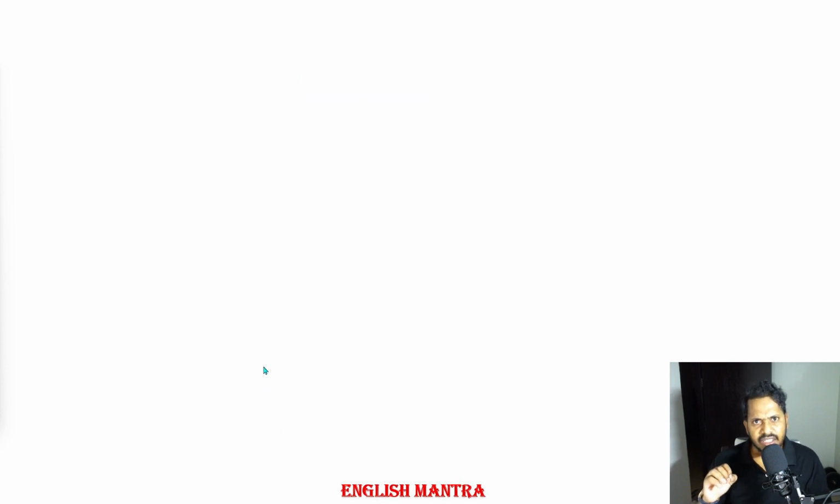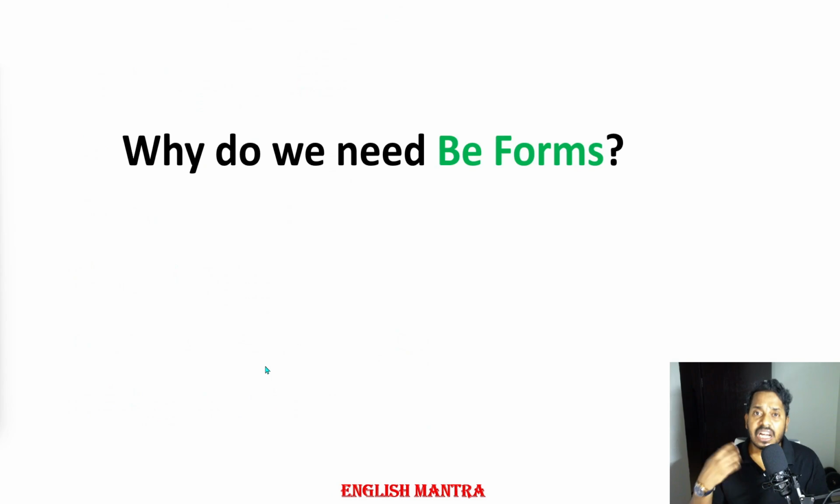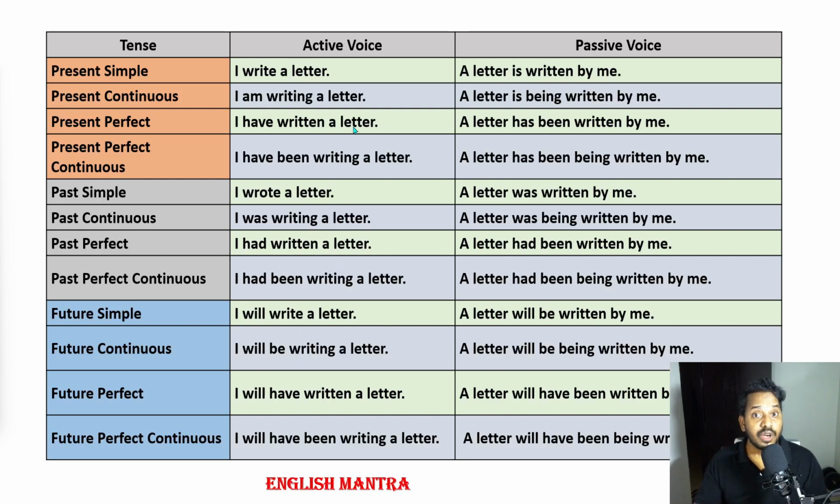But before that, do we really need be forms? Can't we speak or write without be forms? Let's check that out. See, we have 24 tenses, right? 12 active voice and 12 passive voice. Out of this 24, how many tenses do you think that you can speak without using be forms? At least 20 or 15 or at least half of them, 12? Can we speak at least 12 tenses without using be forms?